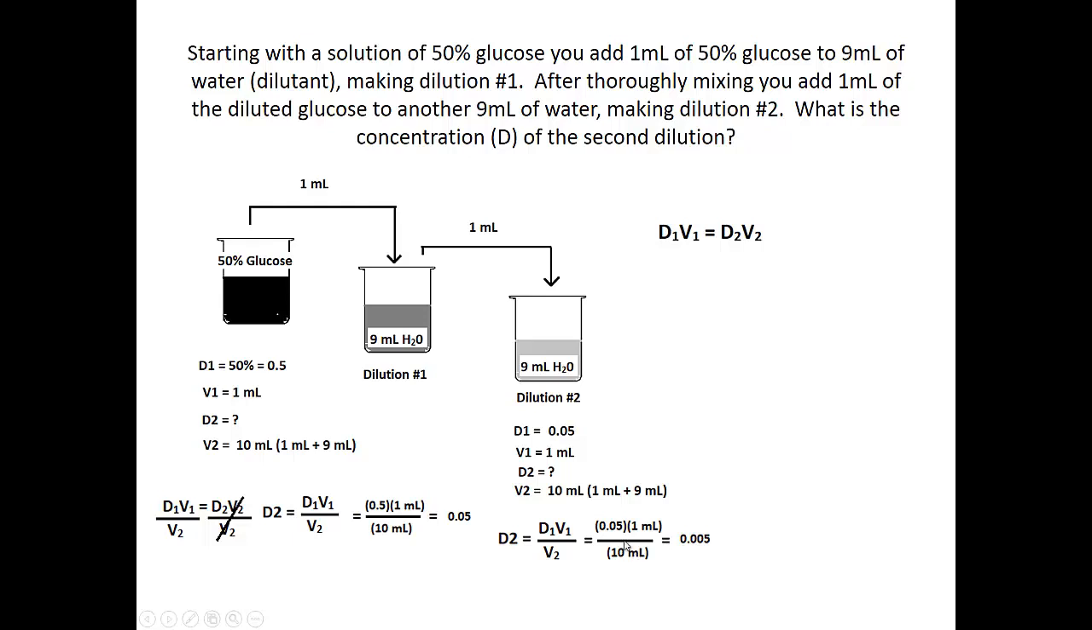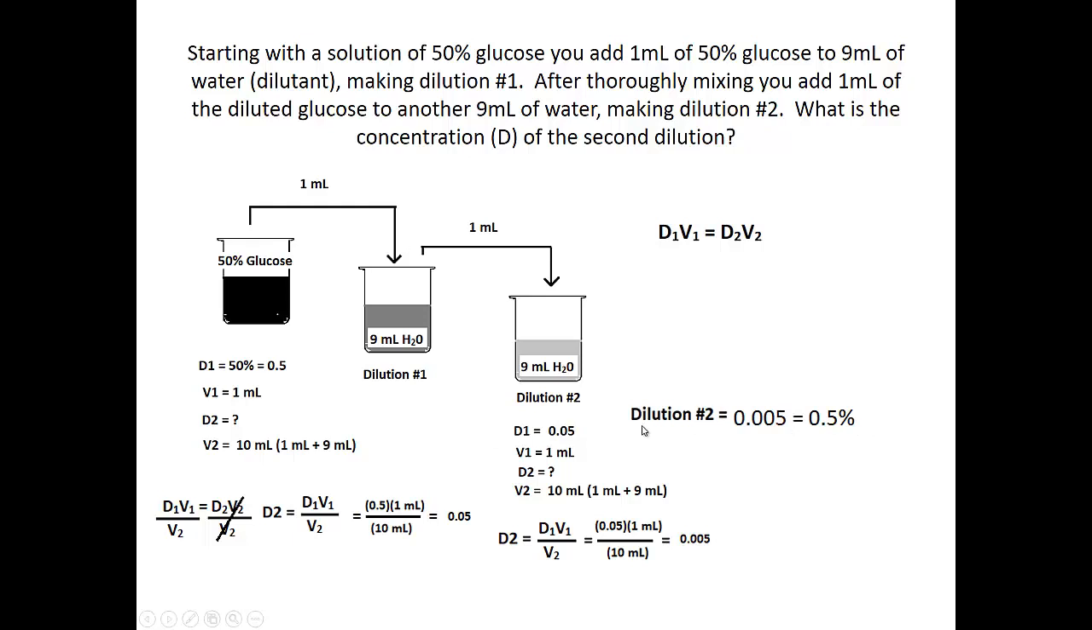Now, when we divide this, we're going to get 0.005. 0.005 is now the D value, the dilution or the concentration for the second dilution. So our dilution value for number 2 as a decimal will be 0.005, and if we want to convert that to a percentage, we would move the decimal place 2 units to the right, multiply it by 100, and that would be 0.5%.